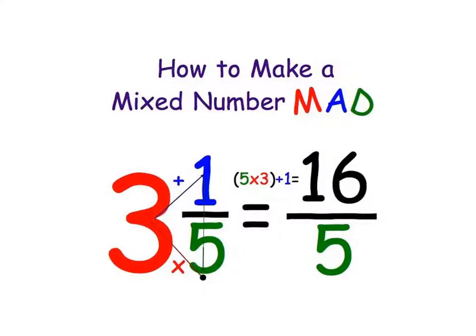How to make a mixed number improper. First, we multiply the denominator with the whole number, then we add the numerator. So 5 times 3 gives us 15, plus 1 is 16. That becomes the numerator, and we keep the denominator the same.